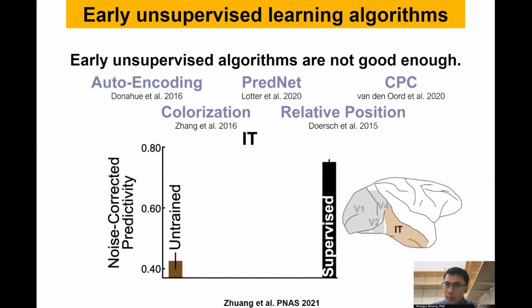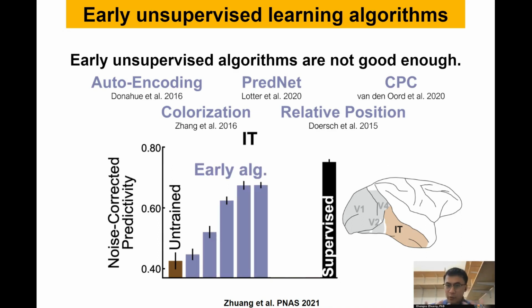So how do these earlier unsupervised learning algorithms work in this benchmark? What we can see is that they are really not good enough. There is a very significant gap between all these blue bars and the black bar.